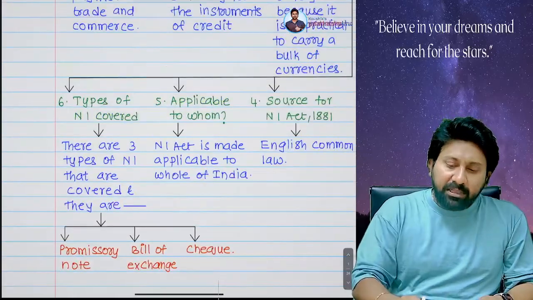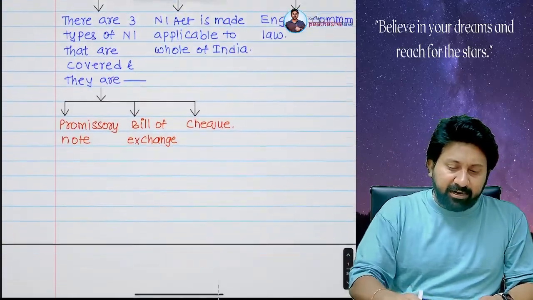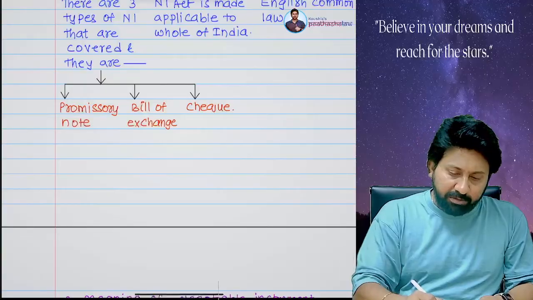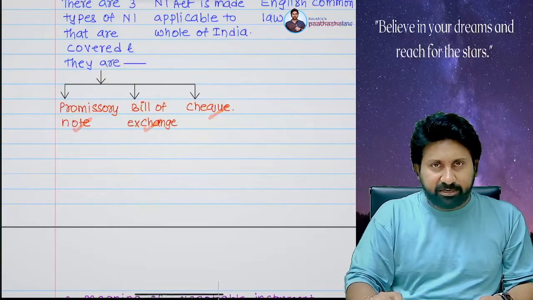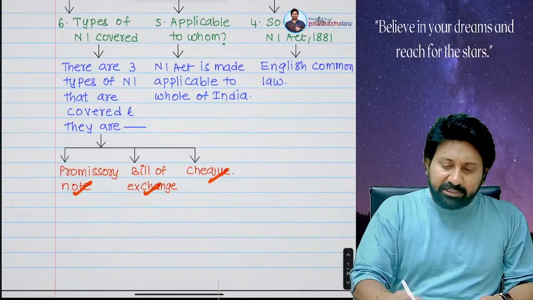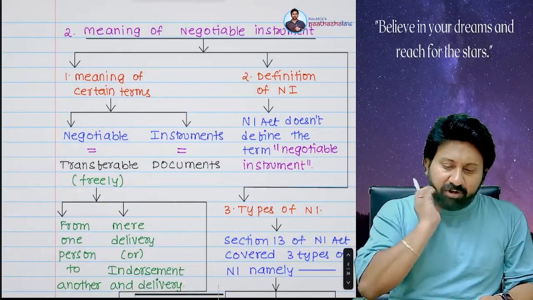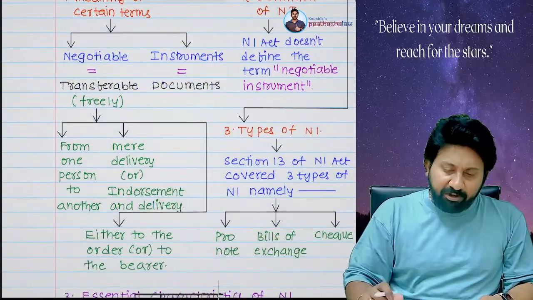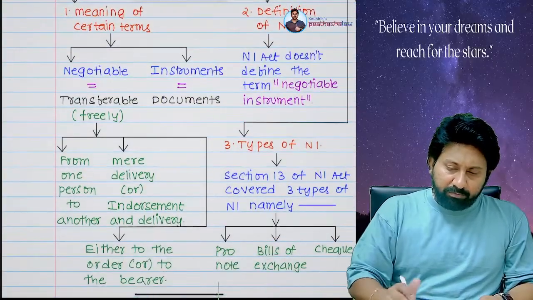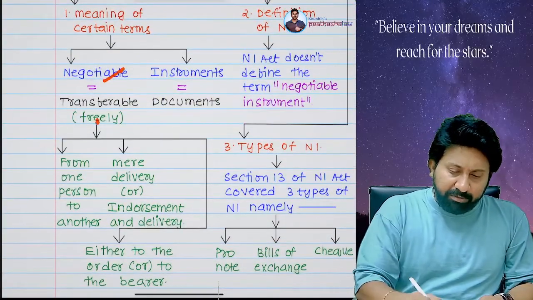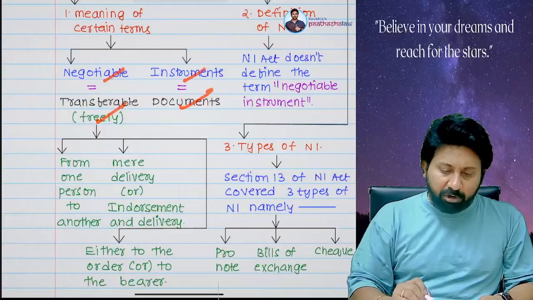First one, in this Negotiable Instruments Act, we are going to cover three negotiable instruments: promissory note, bill of exchange, and a check. Number one, it is applicable to the whole of India. Next, meaning of a negotiable instrument. Negotiable means transferable. Instrument means a document.